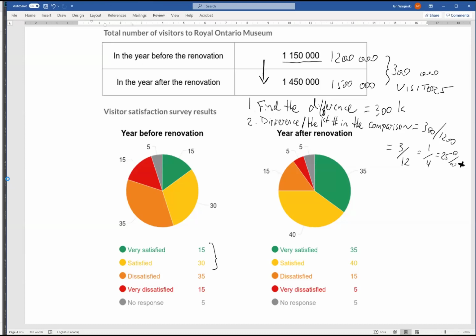So what's the total number of satisfied visitors before the reno? It is 45%, just less than a half. And after the reno? It is 75%. Like three quarters. It's a huge jump. And then what percentage were dissatisfied before the reno? Now 50%. And after? Coming down to 20%.